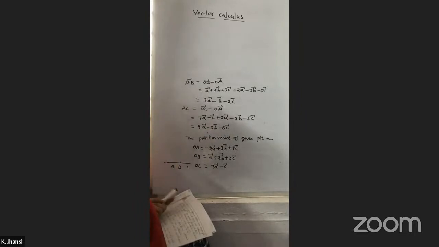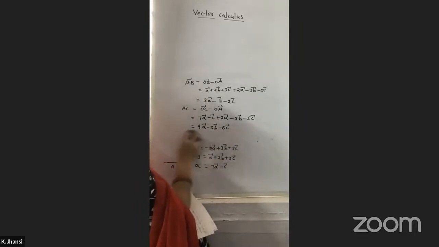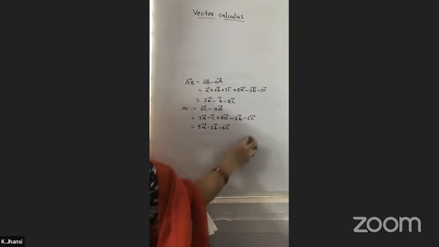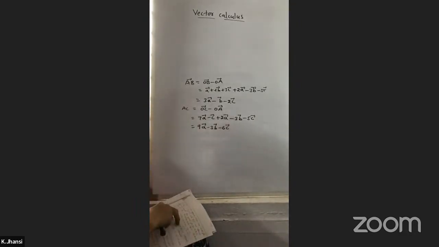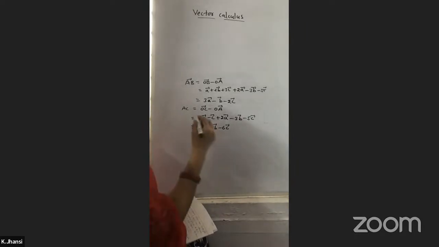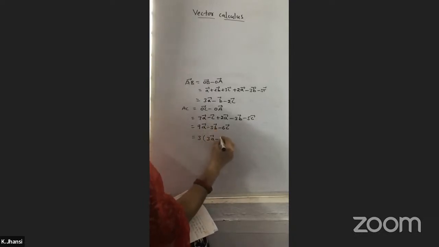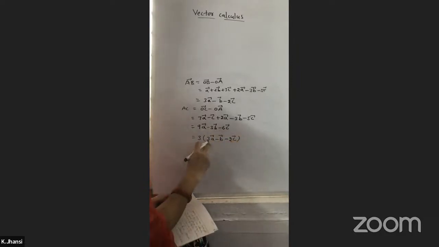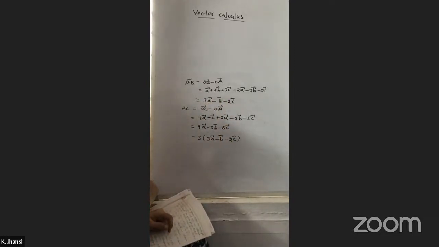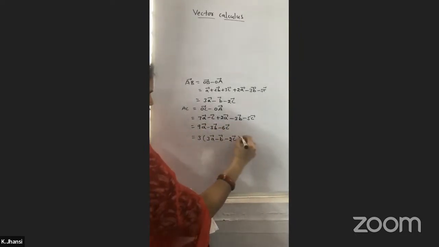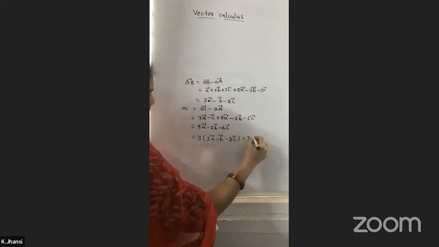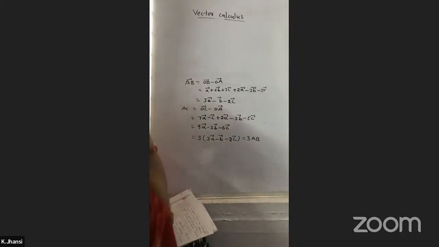So you can take here 3 common, no? So if you take out 3 common, three threes are 9, so 3 vector A minus vector B minus 2C. What is this? 3A minus B minus 2C. It is equals to AB. That is, it is equals to 3 into AB. Okay.